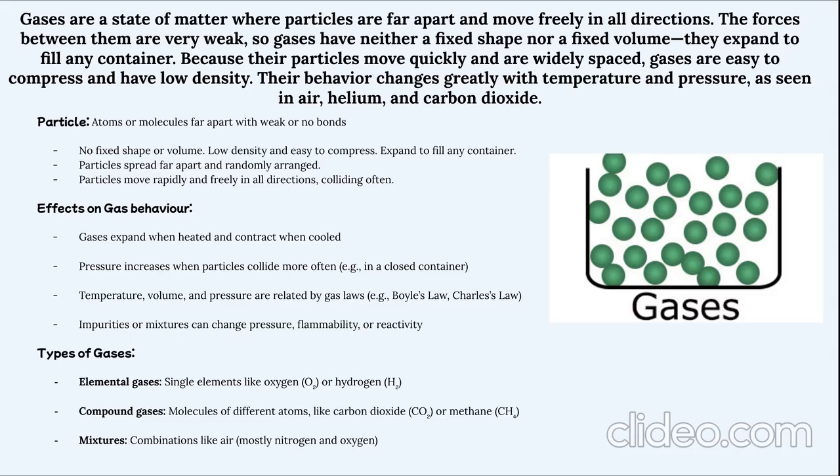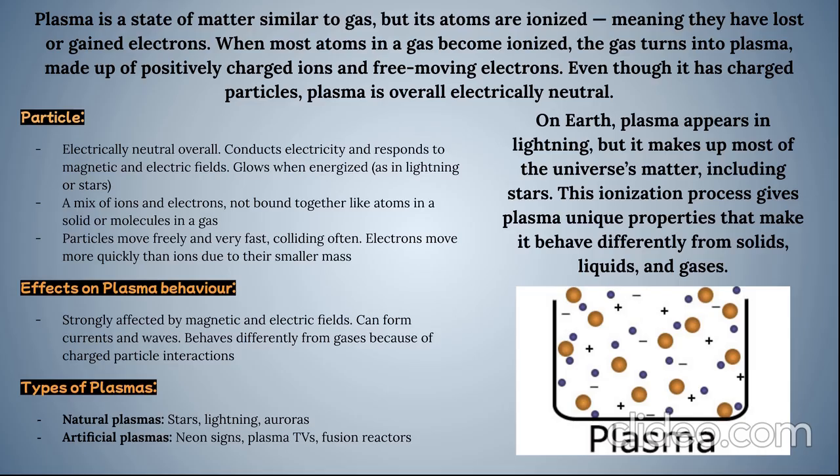There are three main types of gases: elemental gases, made of single elements like oxygen, O2, or hydrogen, H2, compound gases, made of molecules with different atoms such as carbon dioxide, CO2, or methane, CH4, and mixtures, which are combinations like air, composed mostly of nitrogen and oxygen.